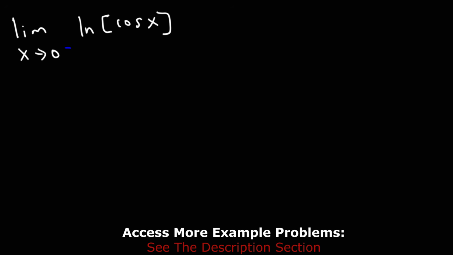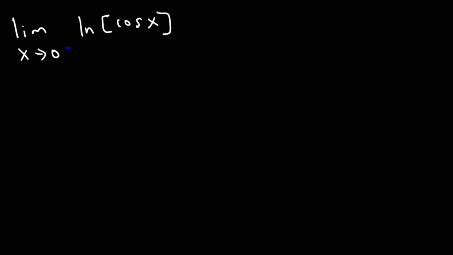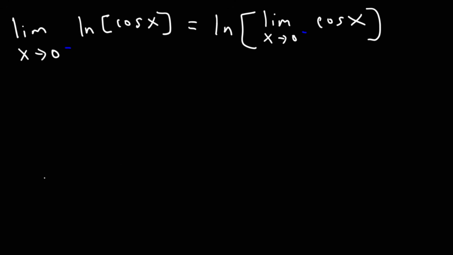So what is the limit as x approaches 0 from the left of the natural log of cosine x? So what we have here is a composite function, a function within another function. In order to evaluate this limit, we need to evaluate the limit as x approaches 0 from the left of the function within. Now, for this function, cosine x, we can use direct substitution.